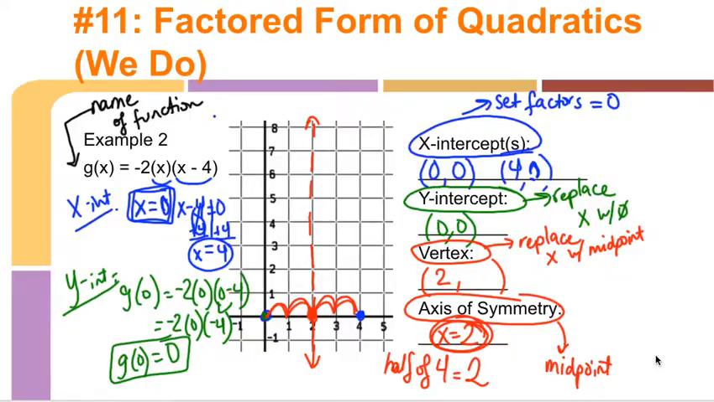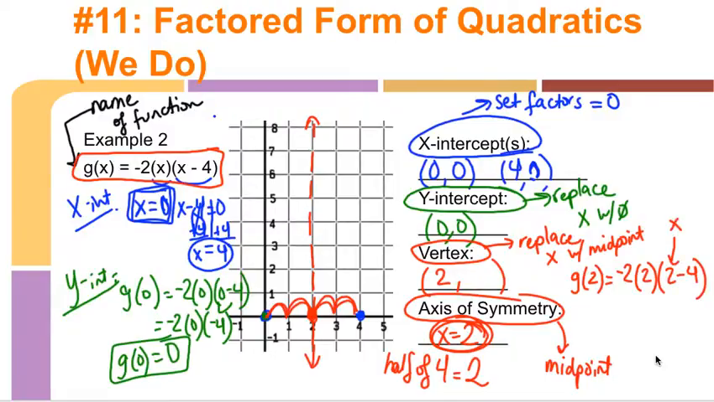So I'm going to write g of 2. I'm just going to take this function and replace all the x's with 2. g of 2 equals negative 2 multiplied by positive 2 multiplied by 2 minus 4. So this one was an x, this one was an x, and this one was also an x. So now I just solve that out.